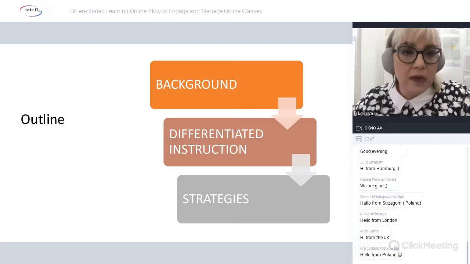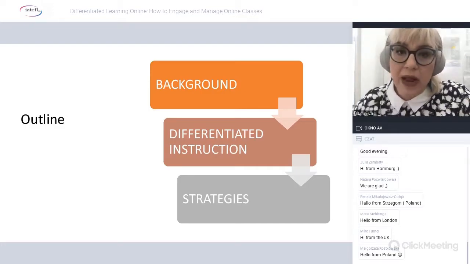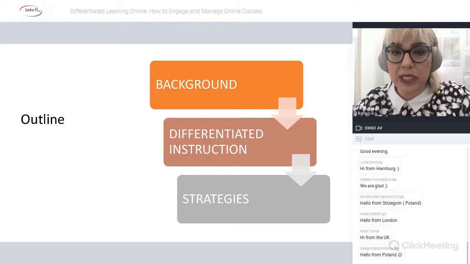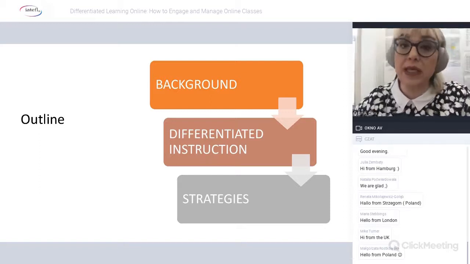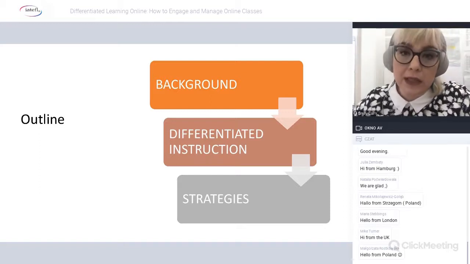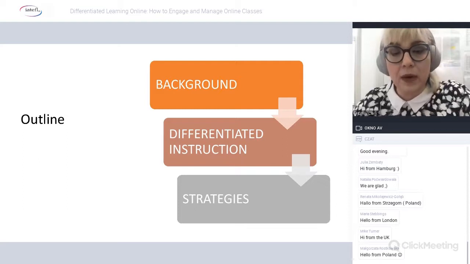So the way this is going to work, I'm going to give a little bit of background, talk a little bit about differentiated instruction, what that looks like in a curriculum setting, some strategies, ideas. We're going to get into a little bit about technology for how you would use this. And then we're going to get into some breakout rooms.